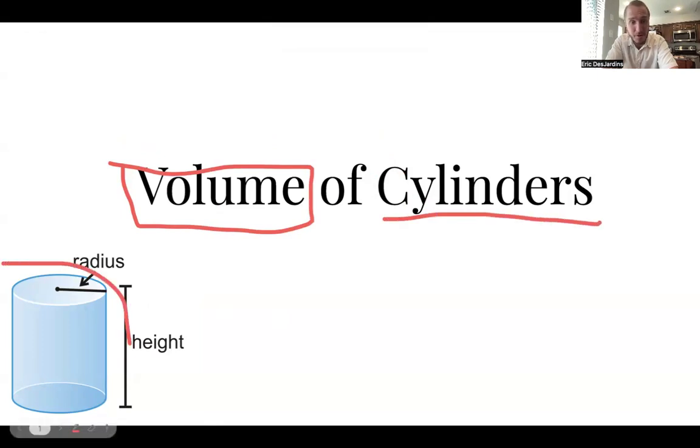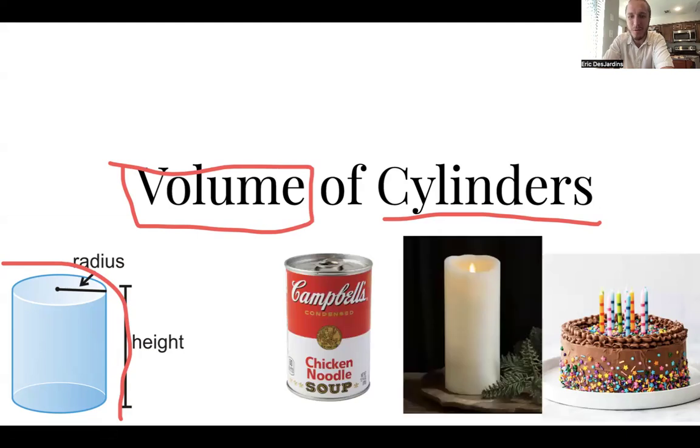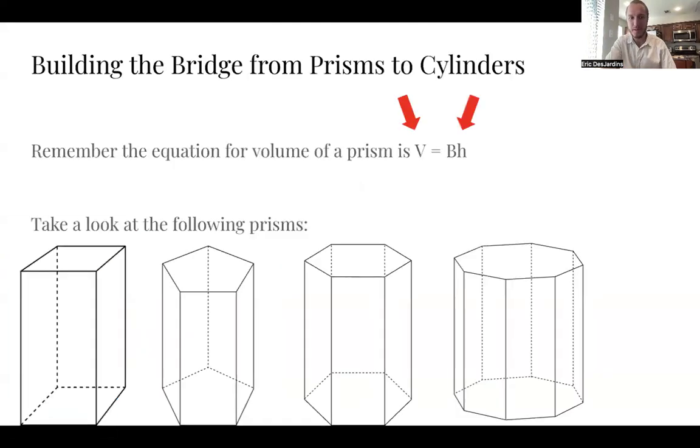So I have a picture of a cylinder, bottom left-hand corner. You've probably seen cylinders in your day-to-day life. So take a minute and think about where you've seen cylinders before. So for me, I've seen cylinders as birthday cakes or soup cans or candles. All of these are real life examples of cylinders.